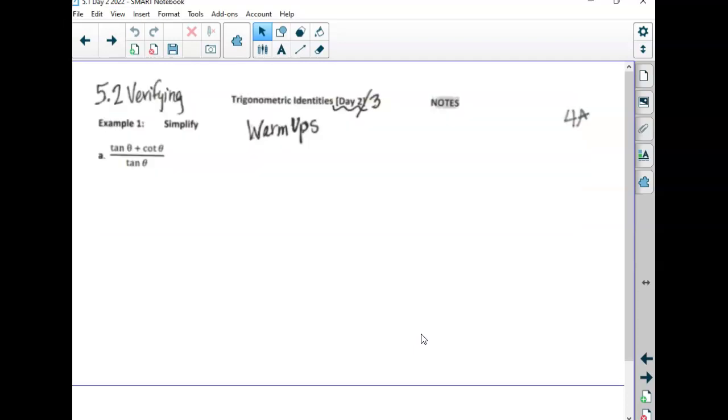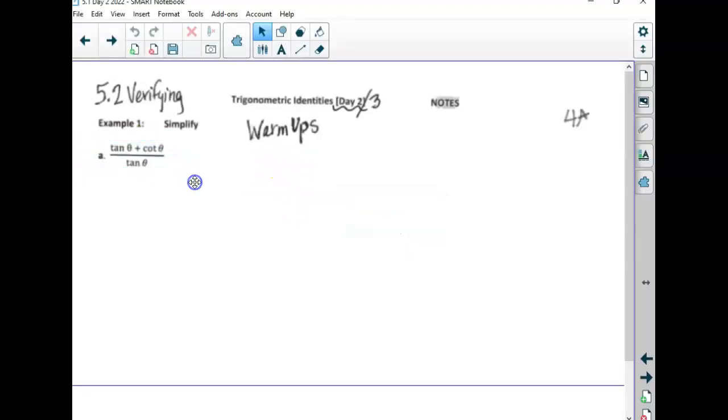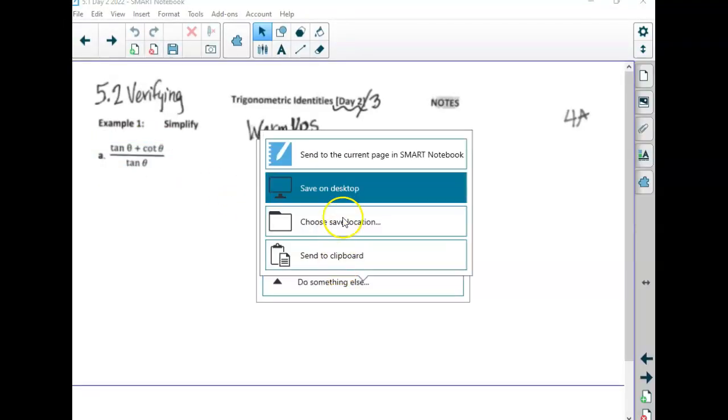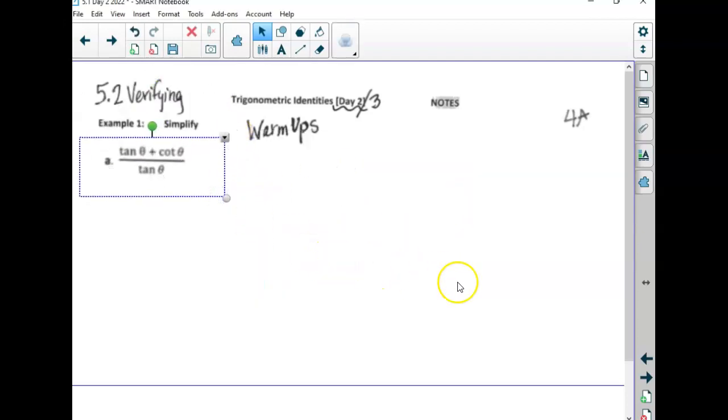Does that look like 4A? That question is not very big. Let me see if I can just make this little question bigger. That's a little better. Okay.